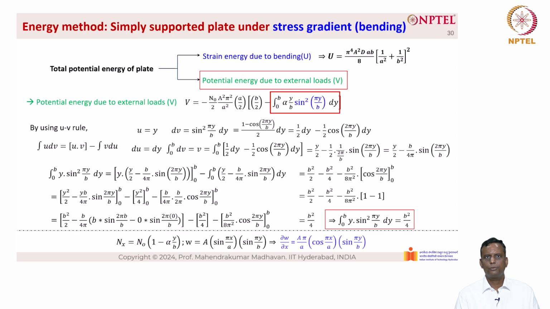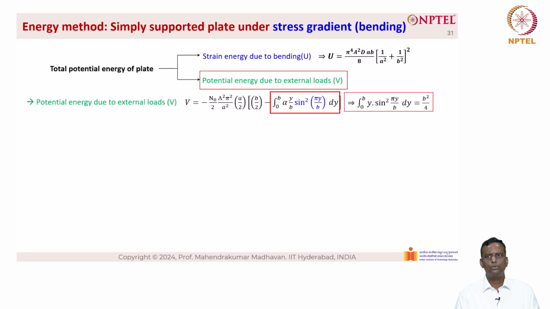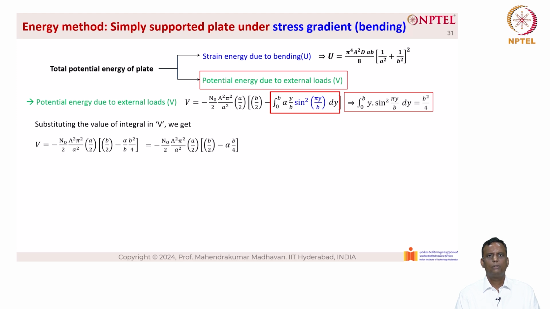Now we can substitute this again in the potential energy equation V. When we do so, we get the value V equal to minus N0 by 2 into a square into pi square by a square into a by 2 into b by 2 minus alpha by b into b square by 4. So we can simplify this further, and we have V equal to minus N0 into a square into pi square by a square into ab by 8 into 1 minus alpha by 2. Again, alpha here represents the stress gradient that is acting across the width of the plate.